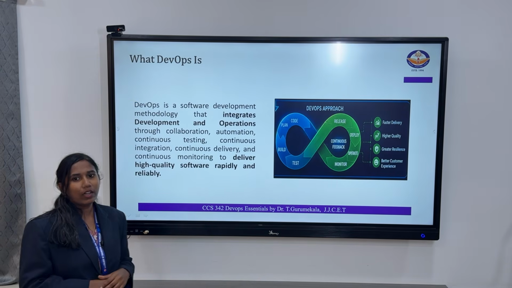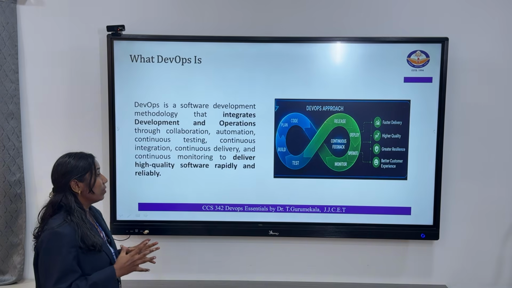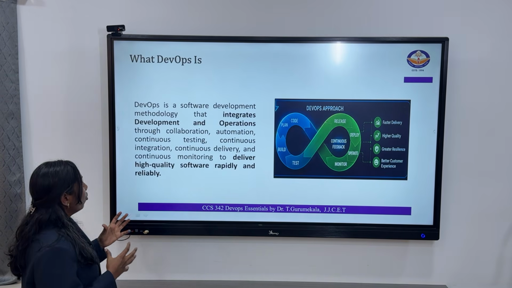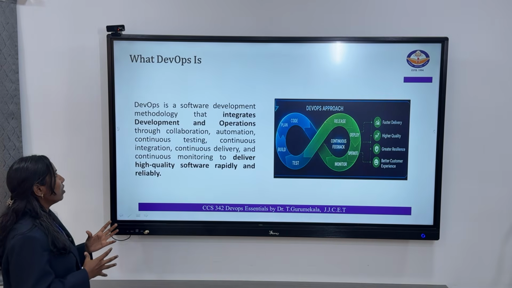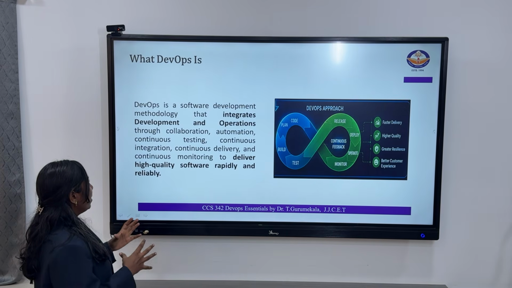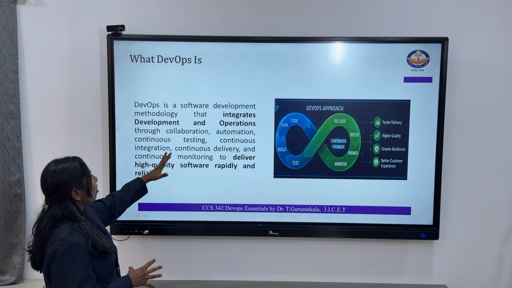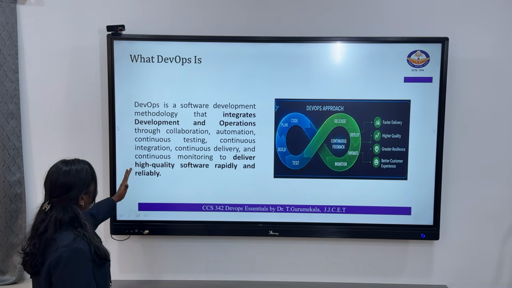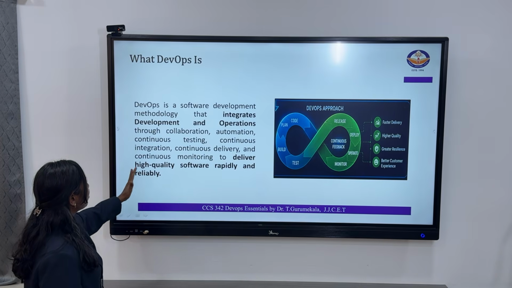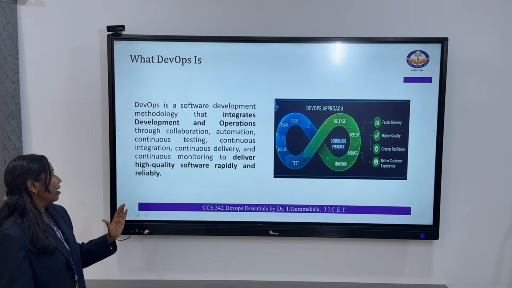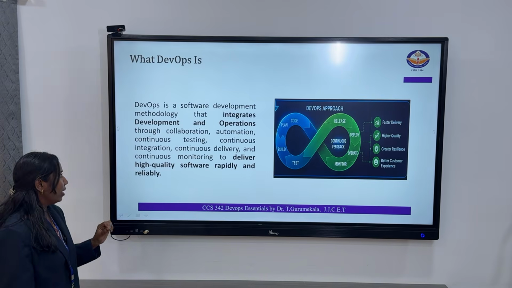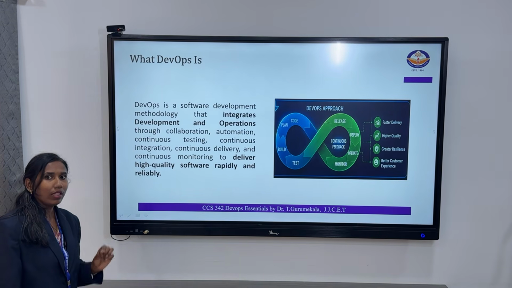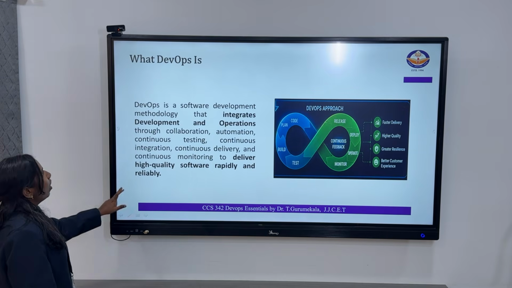Now we can conclude what DevOps is. It is a methodology where development and operations combine together by means of various activities such as collaboration, automation, continuous testing, continuous integration, continuous delivery, and continuous monitoring, towards delivering high quality software rapidly and reliably, in alignment with the customer requirements and within the stipulated period of time.